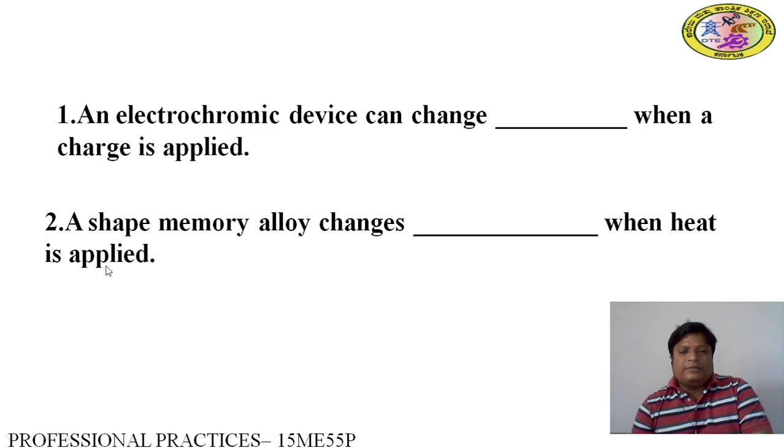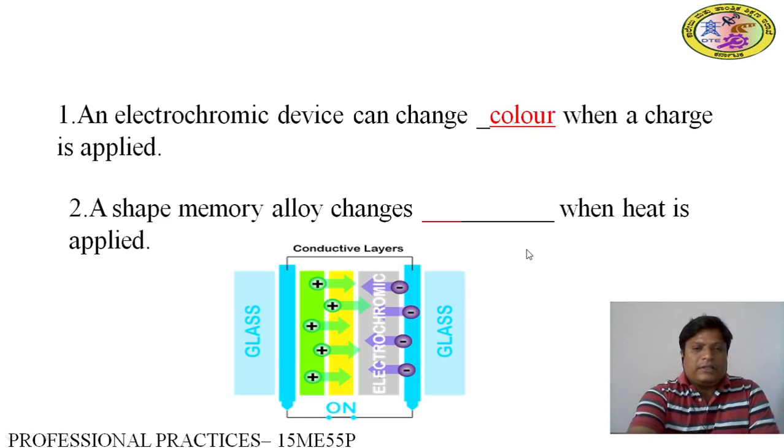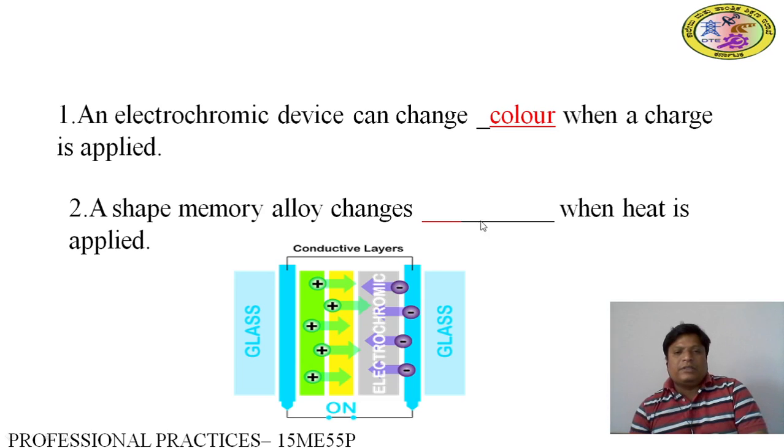The shape memory alloy changes when heat is applied. In a shape memory alloy, the shape changes. So the electrochromic device can change color when charge is applied, and the shape memory alloy changes its shape when heat is applied. When electricity is applied to the electrochromic glasses, the color changes.